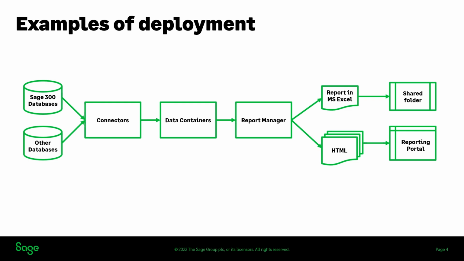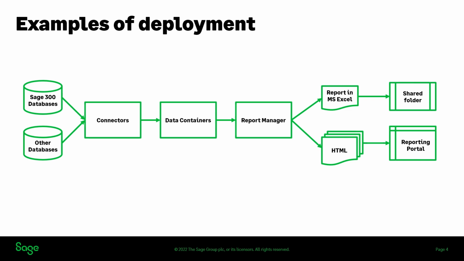Now, in this schematic diagram that you're looking at, you can see how reports are generated and the outputs are shared. So on the left-hand side, you have your data, and then it is accessed through what we call connectors, and it's passed into data containers, which are the definition of your data. And then through the report manager tool, you're able to generate output either in Microsoft Excel or HTML format.